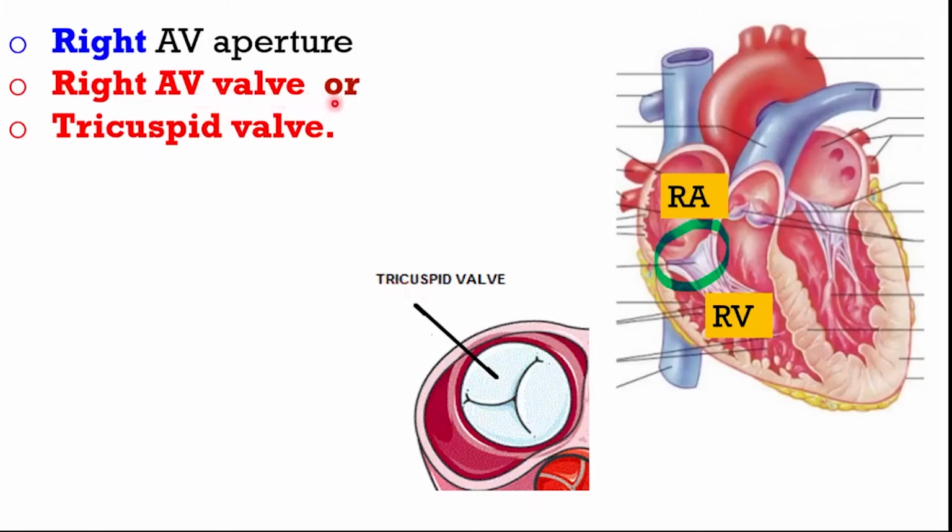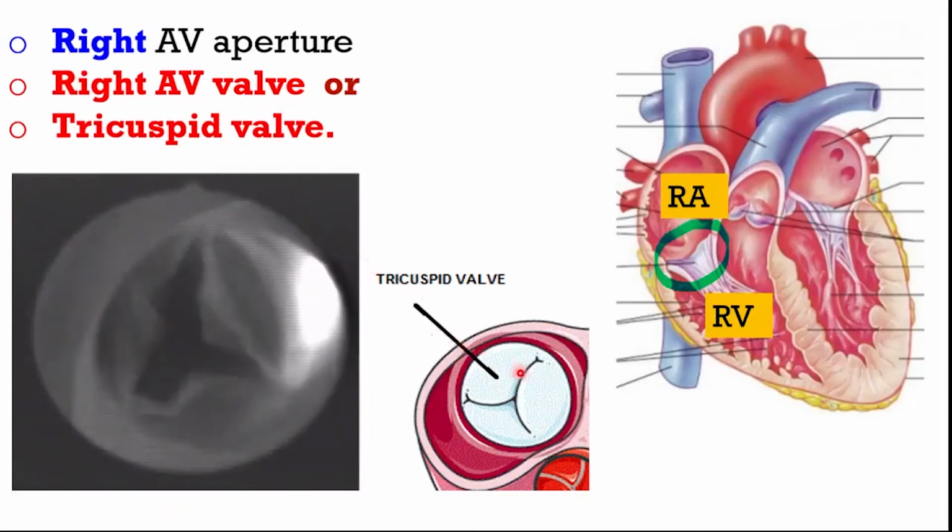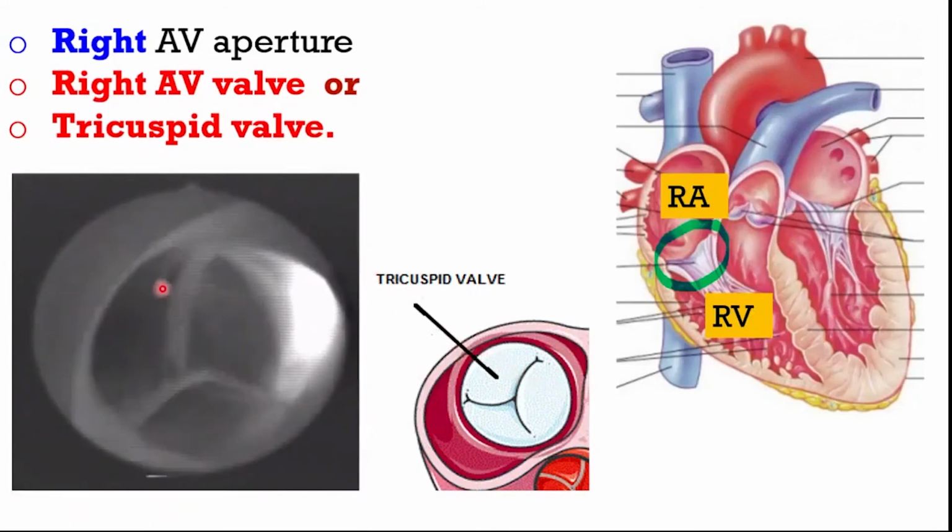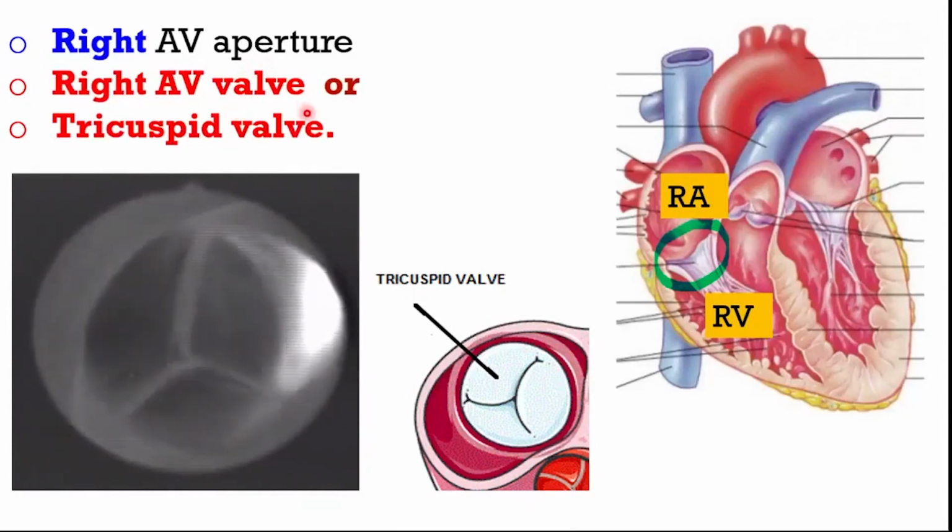Right atrioventricular valve: this name is given based on the location. As it is located between the right atrium and right ventricle, it is known as the right atrioventricular valve, simply the right AV valve. Tricuspid valve: this name is given based on the structure because it has 3 cusps. You observe the movement of these cusps also here. We call it the tricuspid valve. This is about the right AV aperture and the right AV valve or tricuspid valve.